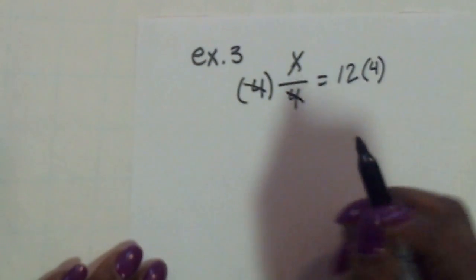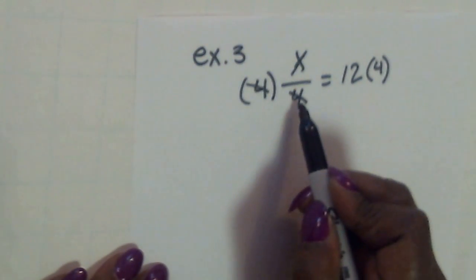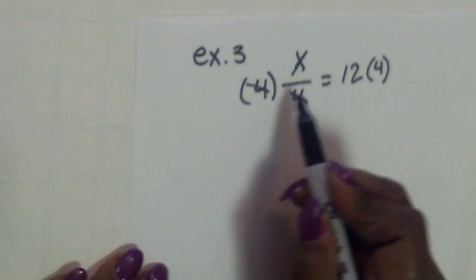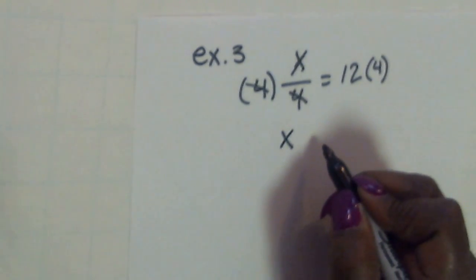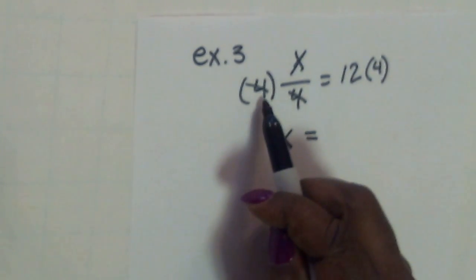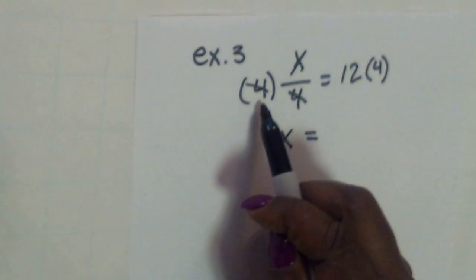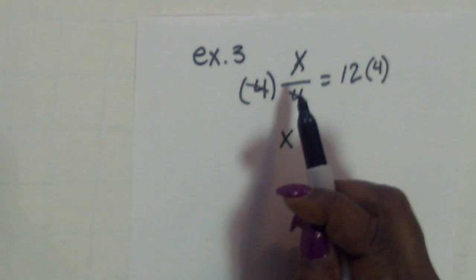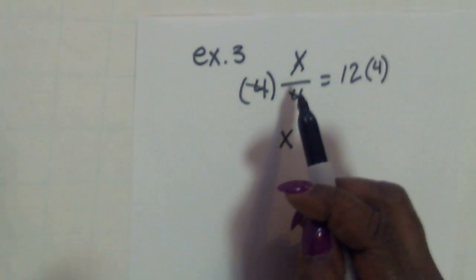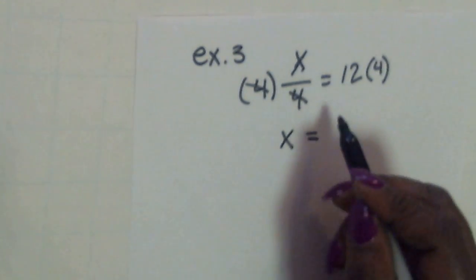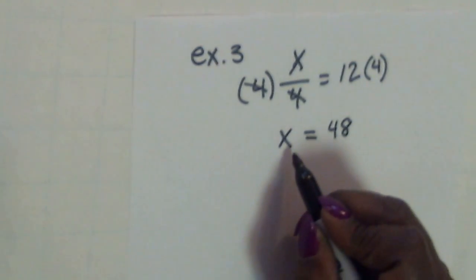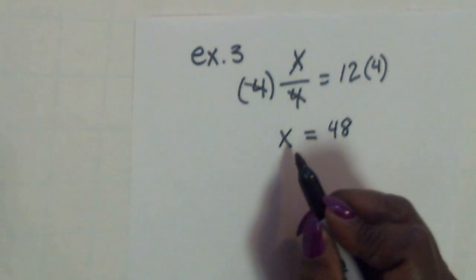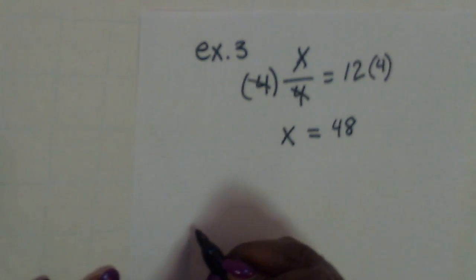These 4's will cancel out. If you always multiply by the denominator, when it looks like this, they will cancel out, and what you have left is x. So I can write my x equals, what we're going for here, remember, is 1. Okay? 4 times x over 4 is 1x, or x. So on this side, we multiply and we get 48. So the value of x is 48.